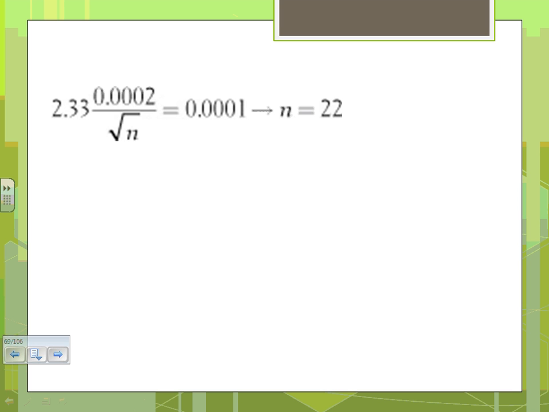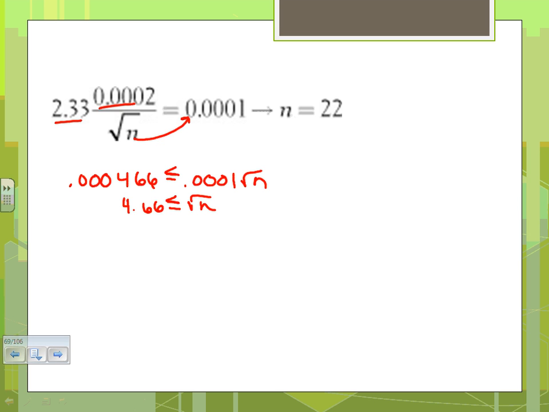Okay, so I have my setup, and that's going to lead me to get 22. So if you want a little bit more help, 2.33 times 0.002 is 0.00466 equals 0.0001 times the square root of n. So I just took this guy times that guy and brought that over. Then I'm going to divide the 0.00466 by 0.0001. So I get 46.6. Well, I want it to be less than or equal to, right? Less than or equal to the square root of n. Square both sides. So 2171.56. So n has to be bigger than 22. 22 is the minimum.